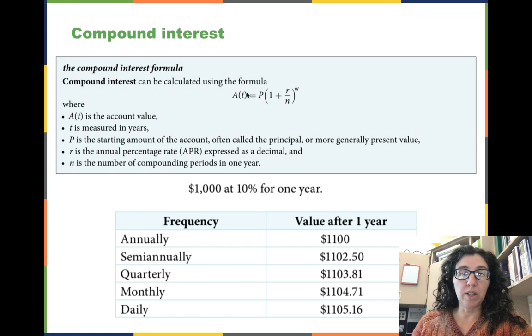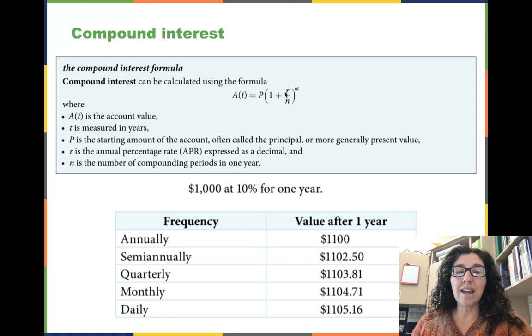So what does this mean? A of t is going to be the amount of money that you have, the account value. T is measured in years. P is our starting amount or the principal. P stands for principal amount. That means your beginning amount or the present value.